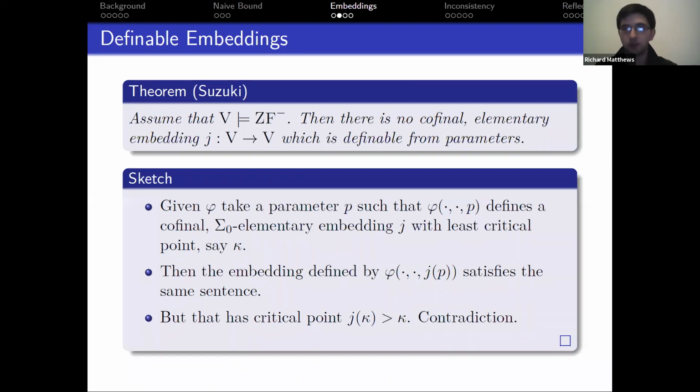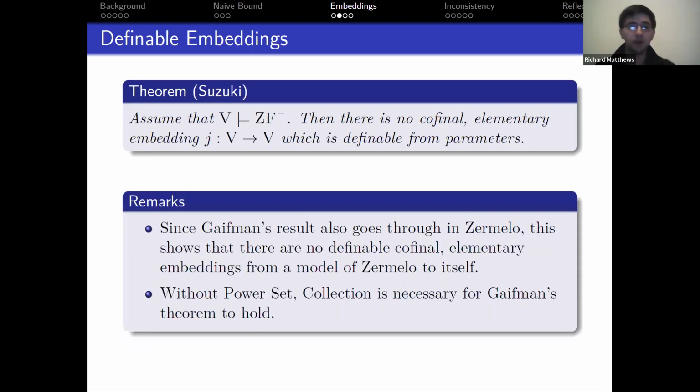The thing is, this whole bullet point is expressible by a sentence, because Sigma_0 elementarity is expressible by a sentence. Because it's expressible by a sentence, I can take J of it. Therefore the embedding defined by phi of J(p) satisfies the same sentence. But its critical point is J(kappa), which was greater than kappa. So we've contradicted the leastness of the critical point. It's a very nice standard proof saying there's none which is definable from parameters.